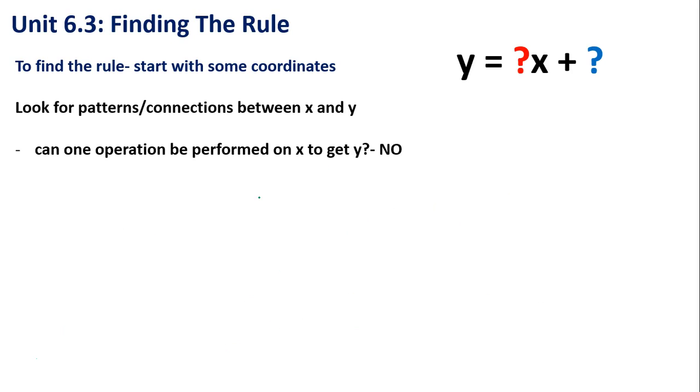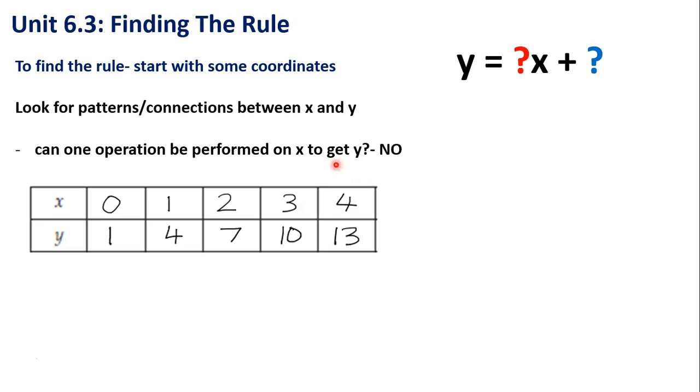So those were some examples where there was only one operation performed, but that won't always be the case. Sometimes there'll be 2 operations that are performed on the x value, so it can be a little bit trickier to work out the rule. So here's our first example. So we need to see if we can find any patterns, any connections between the x and the y. So again, pause the video and see if you can find any patterns in the table.